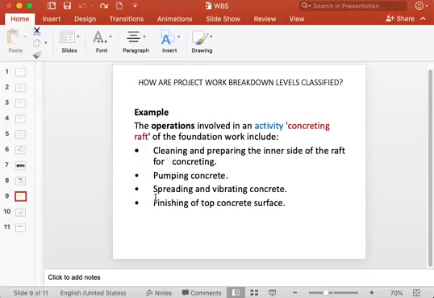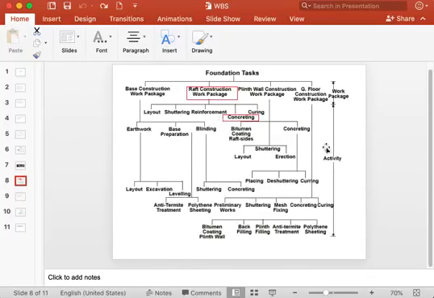So these are the 4 operations required to complete the activity which is called concreting raft or raft concreting. Okay, so from this you can understand how the activities of a project are identified.